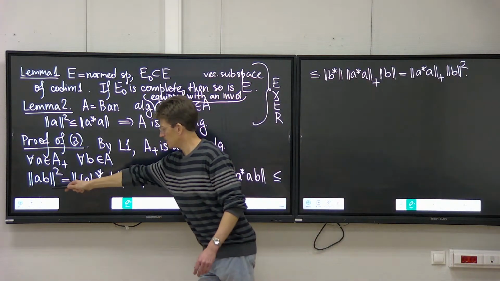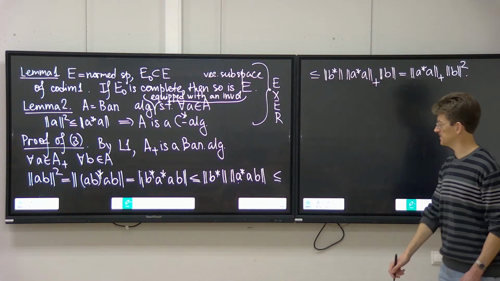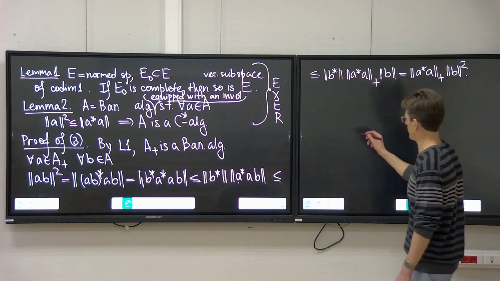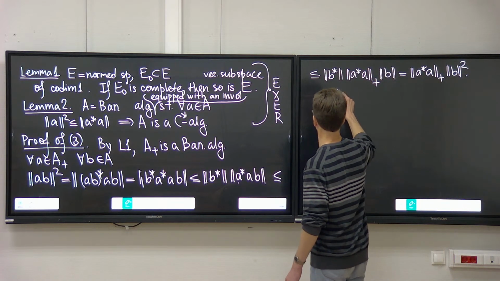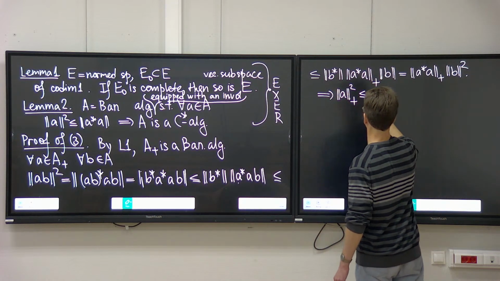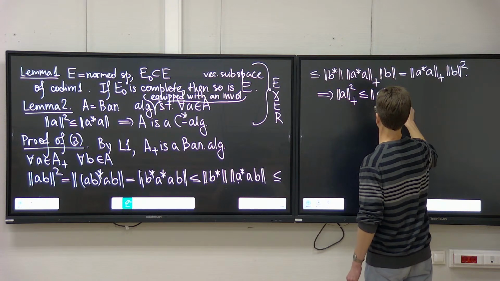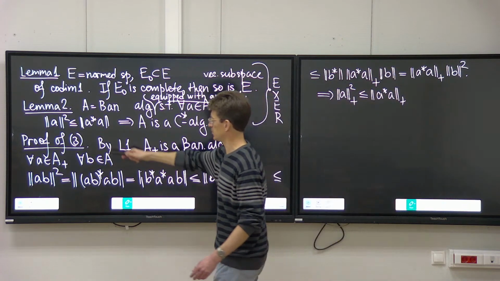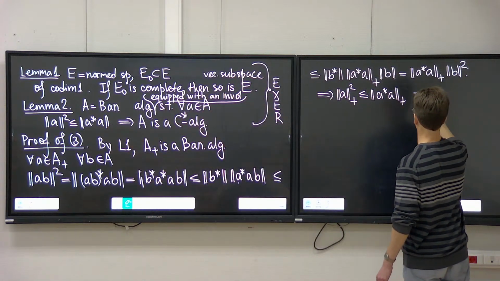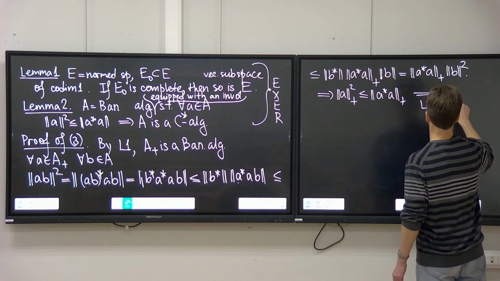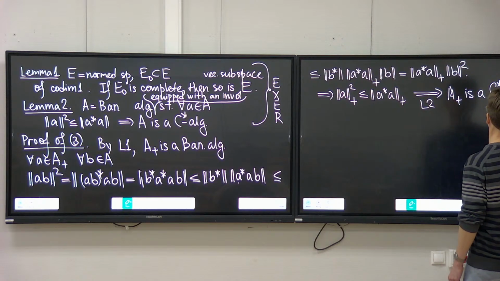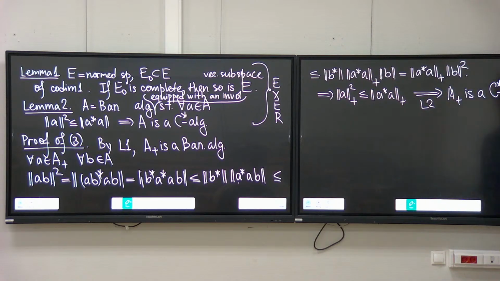So we now look here, and we take the supremum over the closed unit ball of A. So b now runs over the closed unit ball of A. We take the supremum, and we deduce that the norm of a squared, this is the norm in the unitization, is less than or equal to the norm of the element a star a. In other words, we have this inequality in A plus, and by using lemma 2, we deduce that A plus is a C-star algebra. And this completes the proof.